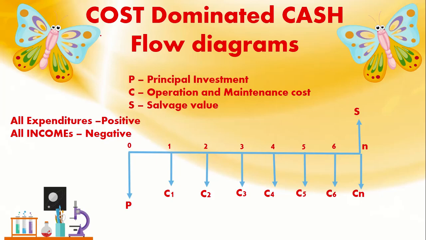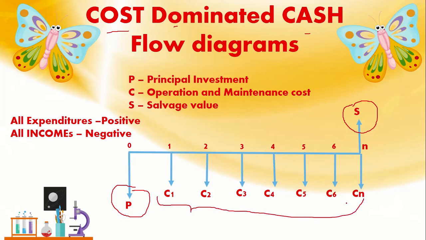We are going to see what is meant by cost dominated cash flow diagrams. This is also similar to the previous case, but the only difference is the arrow mark direction. I told you already, whenever you draw the arrow mark upward, it is inflow, revenue. When you draw the arrow mark downwards, it is expenditure. Here, the arrow marks C1, C2, C3 up to Cn are given in the downward direction, so it is expenditure.